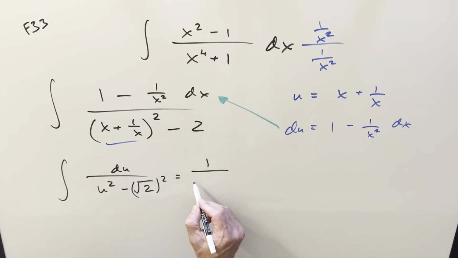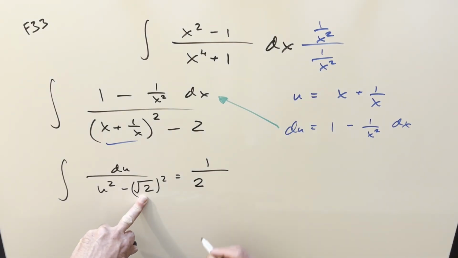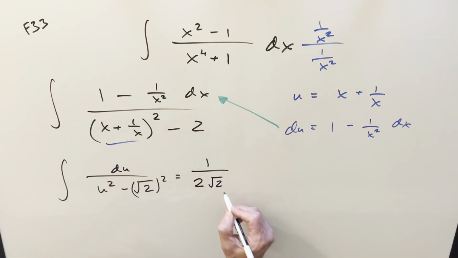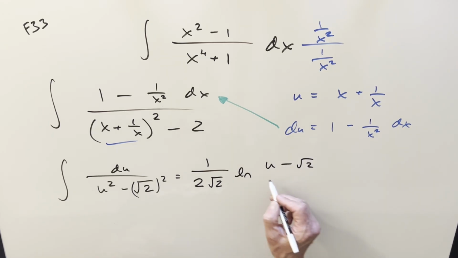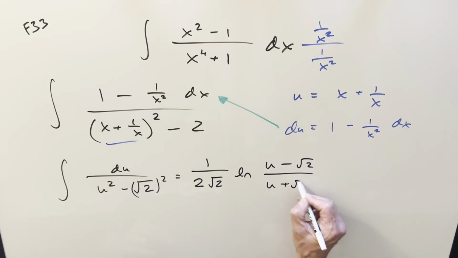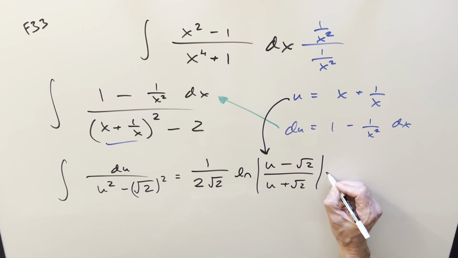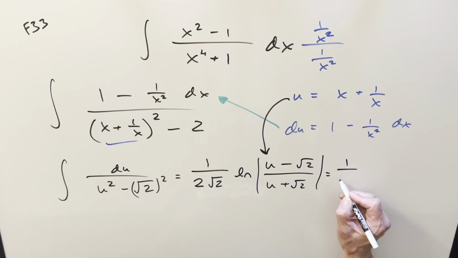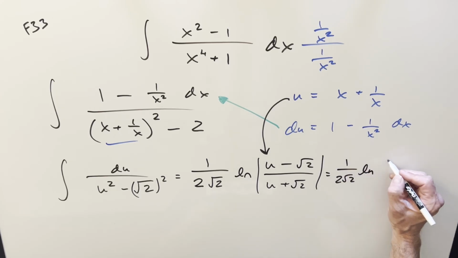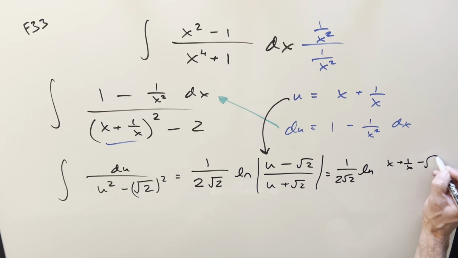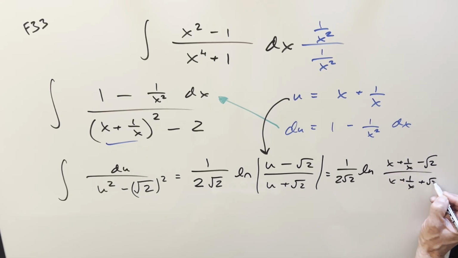So then it becomes 1/2. It's pretty similar, so we're still going to have 1 over this. So we have 1 over 2 square root of 2, natural log of (u - square root of 2) over (u + square root of 2). But then go ahead and back substitute on it. It's going to get a little bit messy here. So we're going to have the constant out front, and then (x + 1/x - square root of 2) over (x + 1/x + square root of 2).